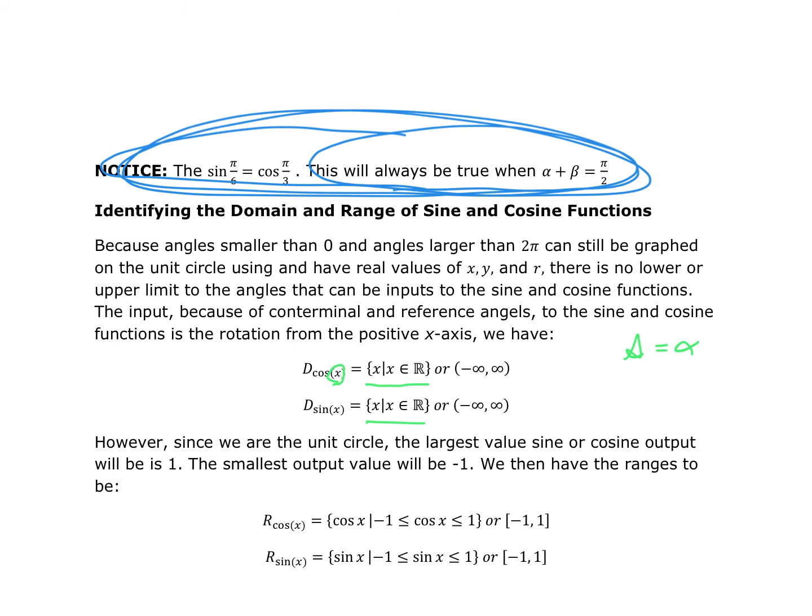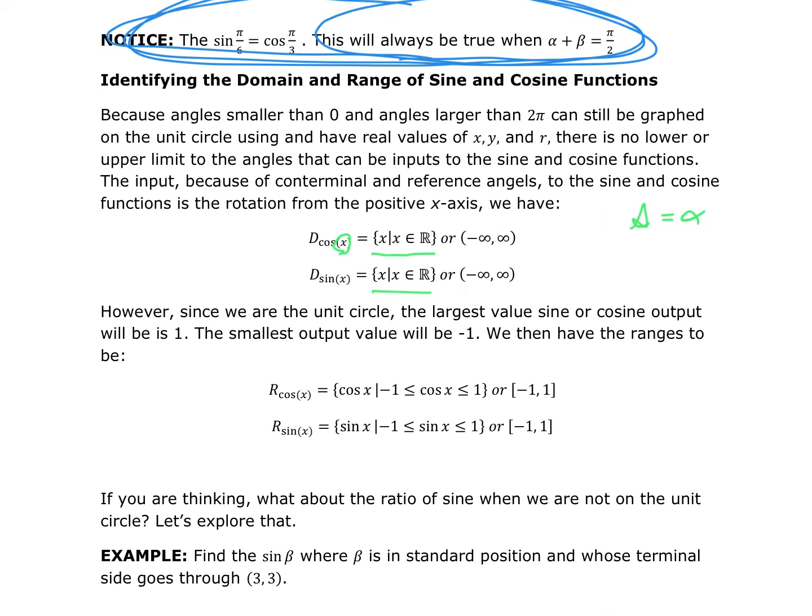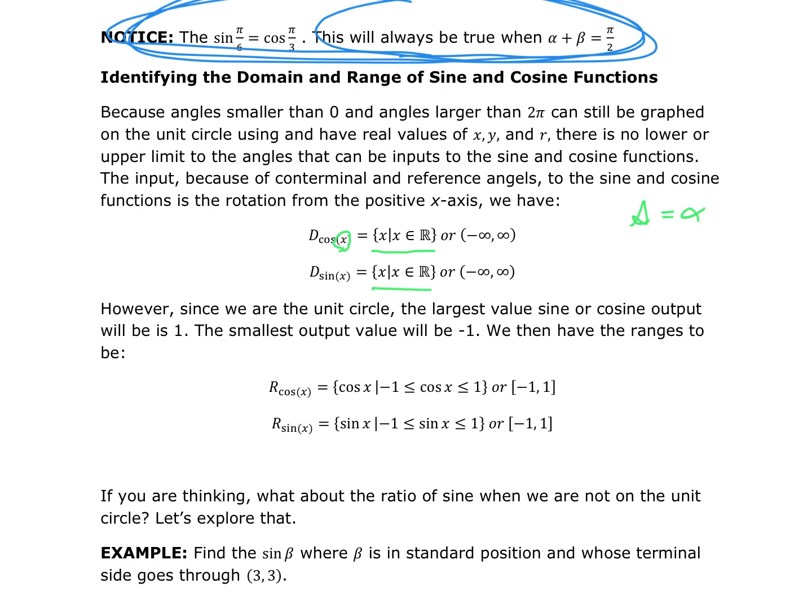I know, it's like, what? It'll make more sense as we go along. Trust me, it'll start to make more sense. However, since we are on the unit circle, the largest value that sine and cosine will ever take on as an output is 1 and -1. So that gives me my range.